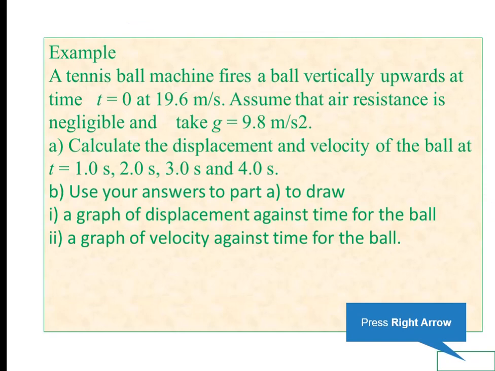Here is an example. A tennis ball machine fires a ball vertically upward at time t equals 0 with an initial velocity of 19.6 meters per second. Assume that the air resistance is negligible and take gravity as minus 9.8 meters per second squared. A, calculate the displacement and the velocity of the ball at 1 second, 2 seconds, 3 seconds and 4 seconds. B, use your answer to part A and draw the graph of displacement against time for the ball and the graph of velocity against time for the ball.